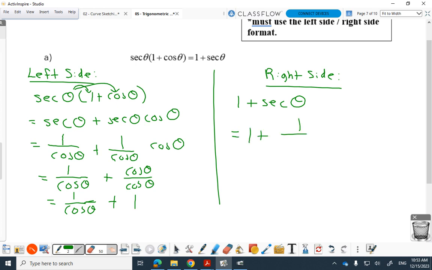Do I need another line here? Are you convinced of the same? Yeah. Both sides are 1 and 1 over cos. And then so you write something fancy here. Every teacher, every prof out there writes something different. Therefore, left side equals right side. Some teachers like writing, therefore, true.